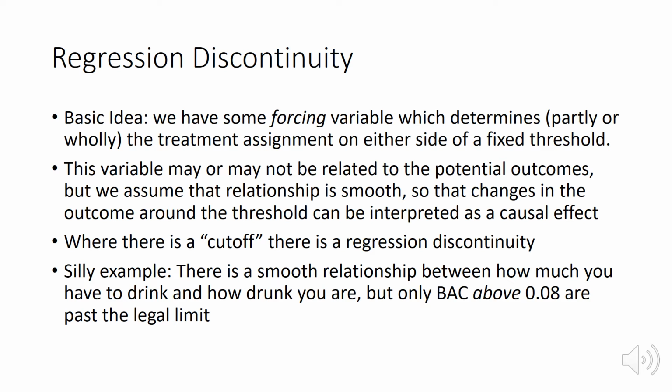So the example I came up with before class is there's a smooth relationship between how much you have to drink and how drunk you are. But in Virginia, the legal limit is 0.08. So maybe someone driving drunk, driving with a legal limit past 0.08, looks like someone driving sober. They just happen to be on other sides of the cutoff. Questions so far?